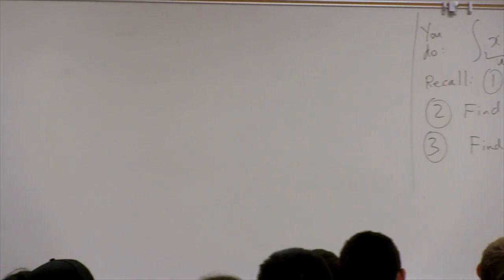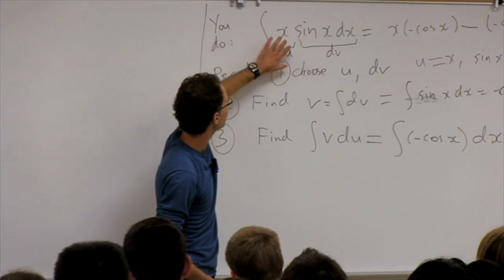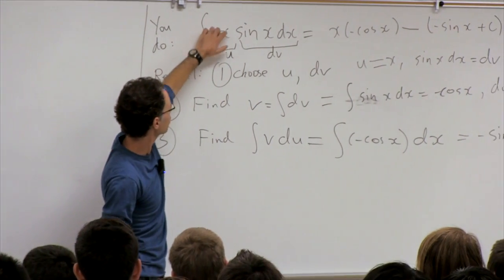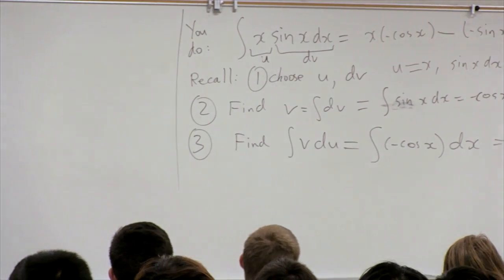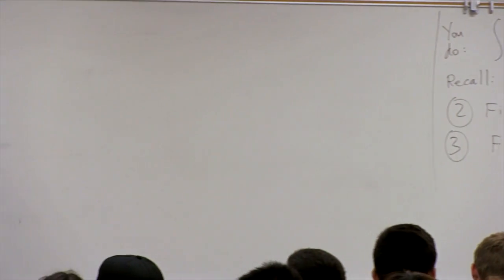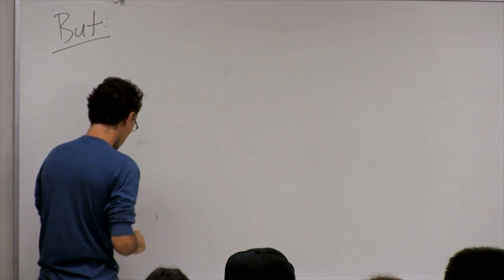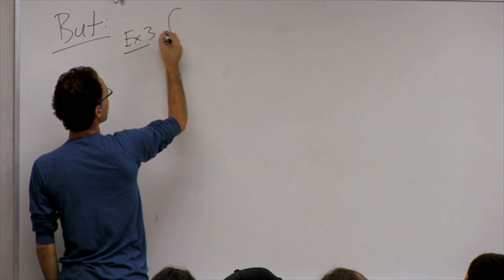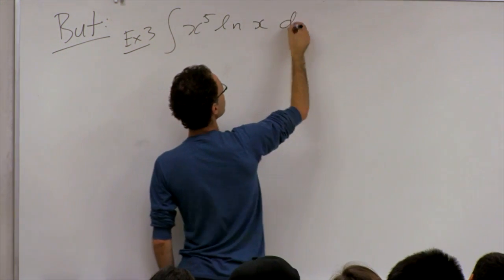Okay, so unfortunately this method, it's great. We can do many integrals with it. But this application, like always reducing powers of x by choosing, for instance, this x, the first power, as our choice of u, doesn't always work. So here's the big but. Suppose you had an integral like this, x to the fifth natural log x.